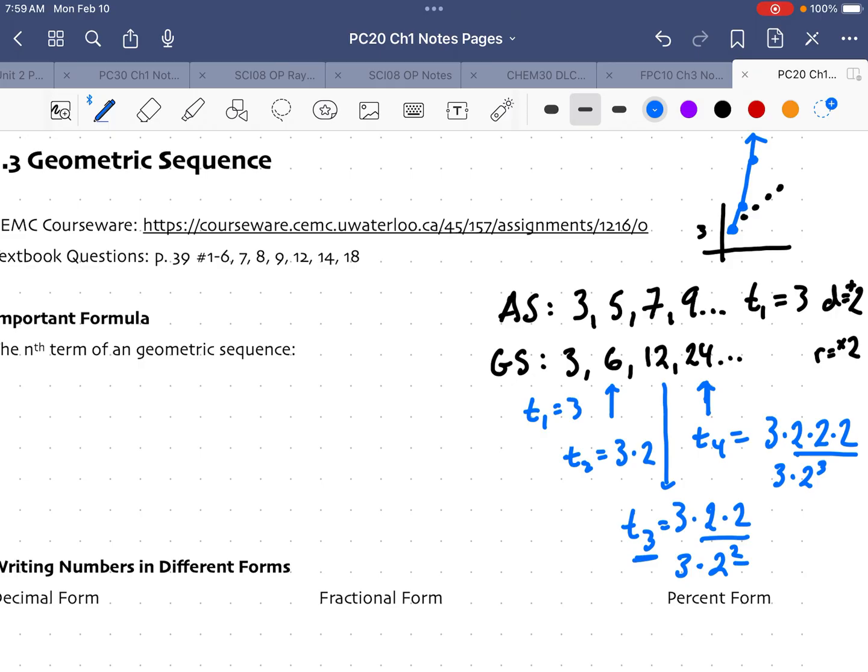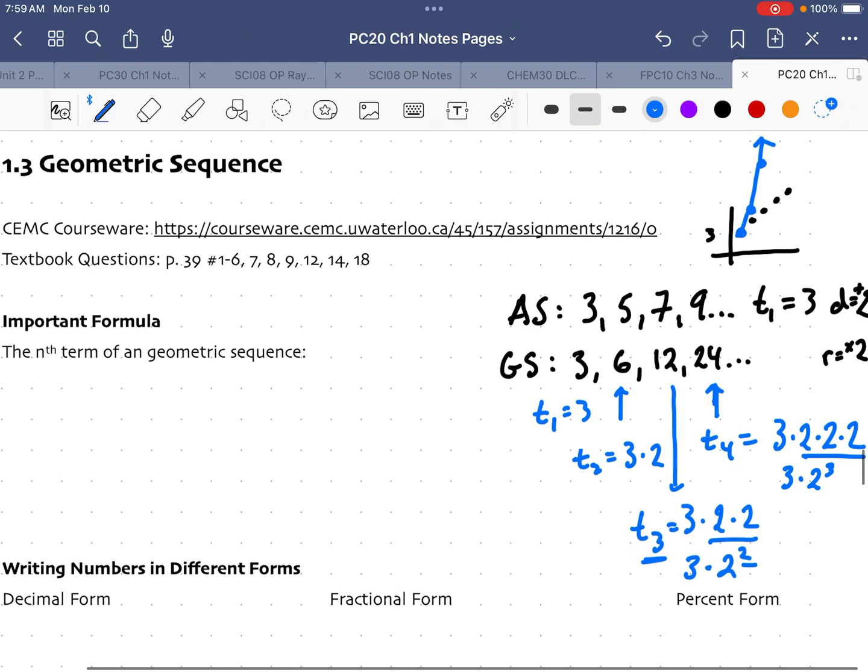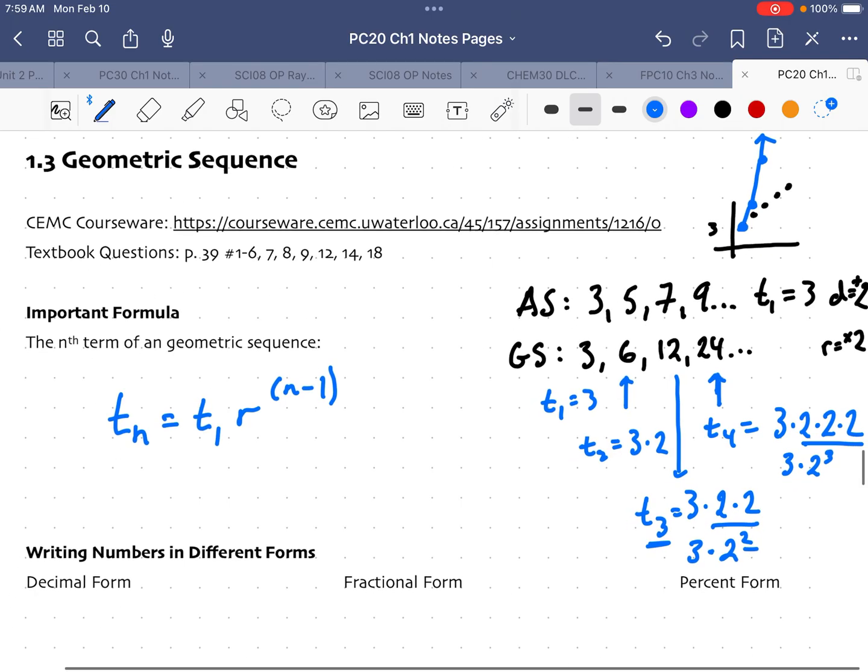So here's how we determine the nth term of a geometric sequence. The nth term is equal to our first term, term number 1, times our common ratio to the power of n minus 1. All right, these variables should look familiar to you based on the arithmetic sequences. The only difference is that we have a common ratio here instead of a common difference because we're multiplying.